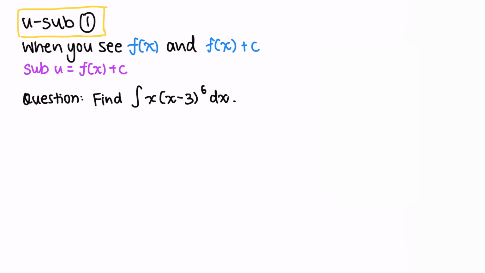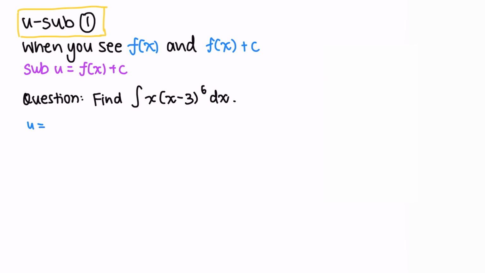Now, let's go on to our first u sub technique. So earlier what we were performing was a u sub because we're substituting something in terms of x for u. Now for this first u sub, when you see f(x) and f(x) plus c, you will sub u equals f(x) plus c. We'll see why a bit later. So over here, I have x and x minus 3. Keep in mind, my f(x) plus c is just x minus 3. It is not this whole thing, (x minus 3) to the power of 6.